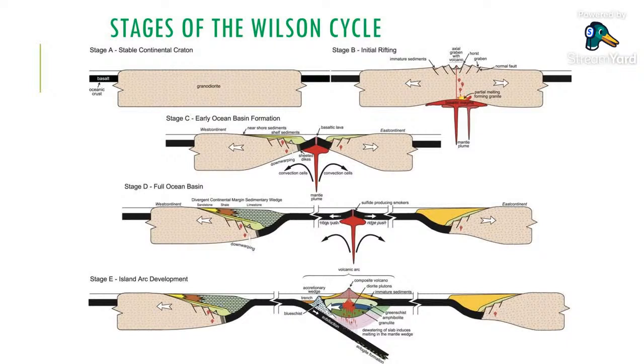So the Wilson cycle begins in stage A with a stable continental craton. And then you now have a period of rifting. It's believed that this rifting starts from the creation of mantle plumes, and those mantle plumes push the lithosphere up, and then it begins to tear it apart.